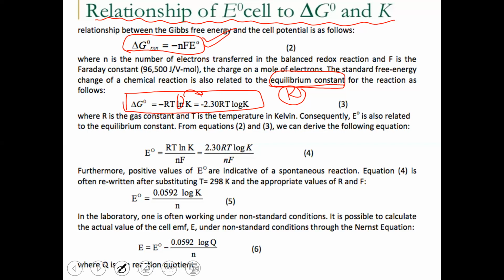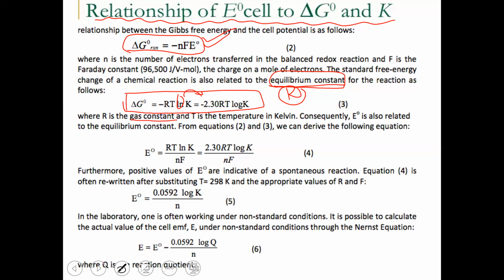In this equation, R is the gas constant, and T is the temperature in Kelvin, that means our total temperature.